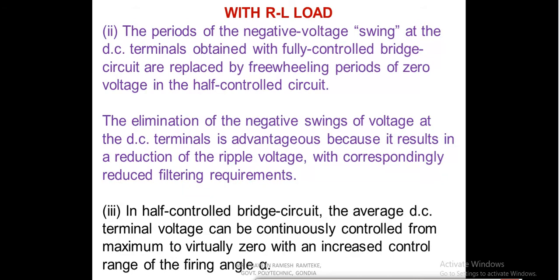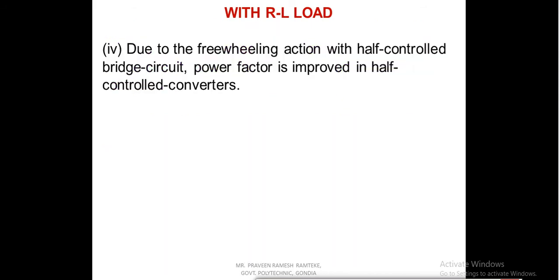In half controlled bridge circuit, the average DC terminal voltage can be continuously controlled from maximum to virtually zero with an increased load current and controlled range of the firing angle alpha. Due to the freewheeling action with the half control bridge circuit, the power factor is also improved in the half controlled rectifier.